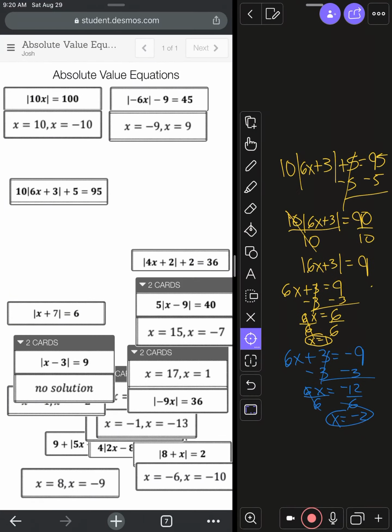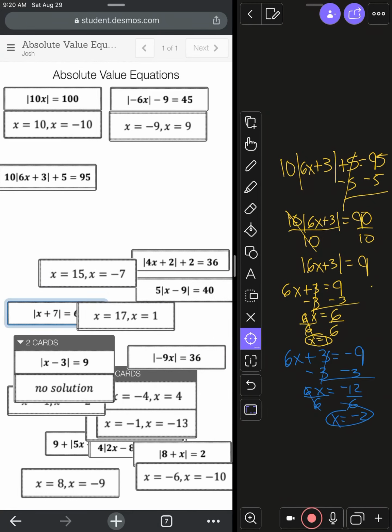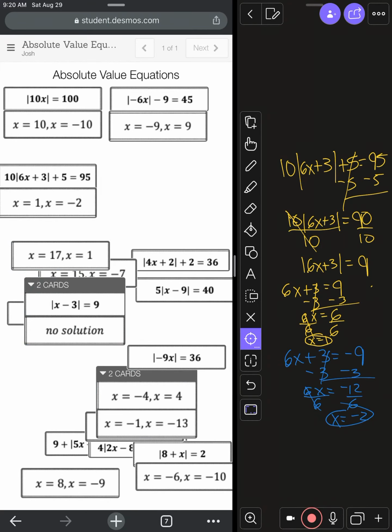So I go back to my worksheet. I put that right there. Because I ran out of room, you probably could put it over here to the right, but I'll put it right there. And then I find my answers, 1 and negative 2. So let's see if I can find that. There it is, 1 and negative 2, and I put it underneath. Okay, and that's how you solve that one. And that's how you do all of these.